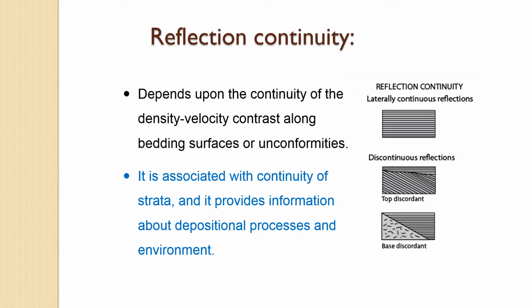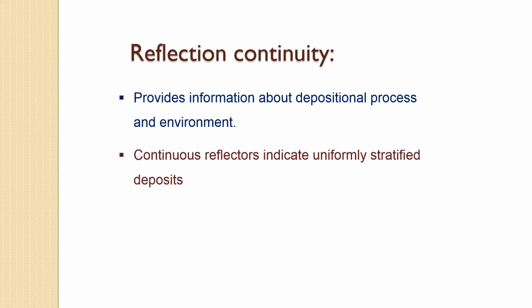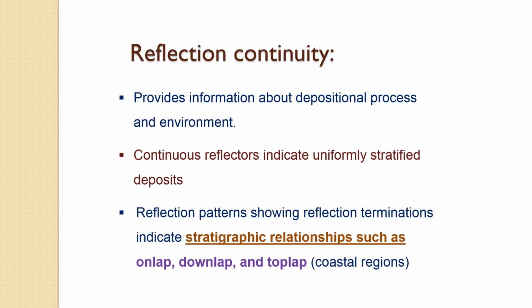As you can see from the figure on the right side, lateral continuous reflections and discontinuous reflections with angle relationships. Also, it provides information about the depositional process and environment, and as long as the reflectors are continuous, they indicate uniformly stratified deposits. So reflection patterns showing reflection terminations indicate stratigraphic relationships.